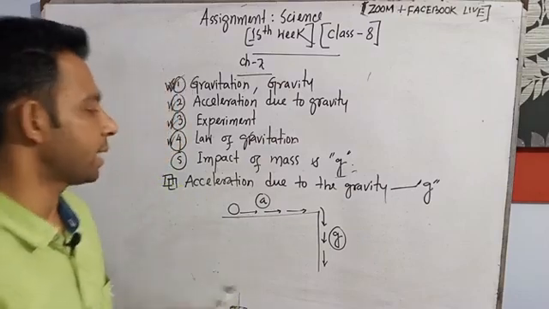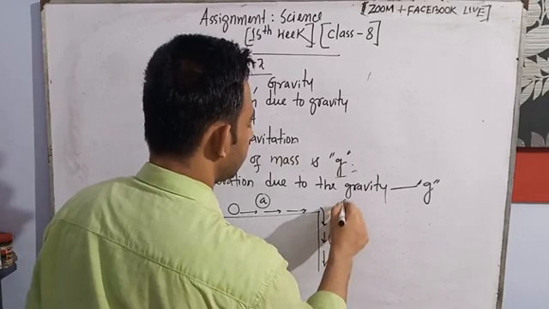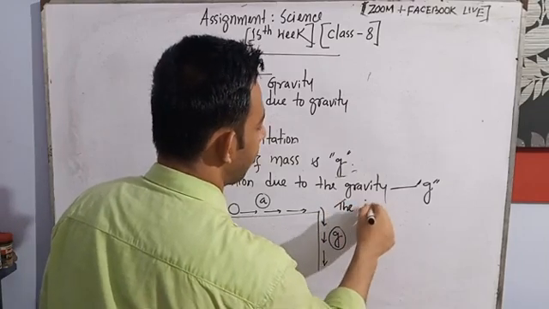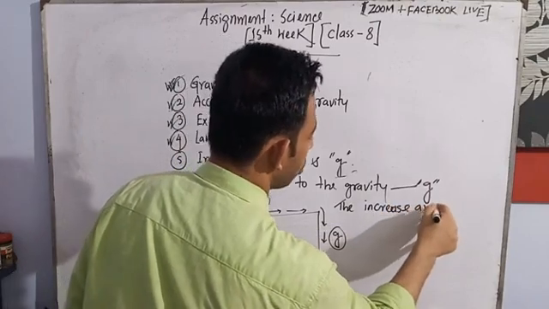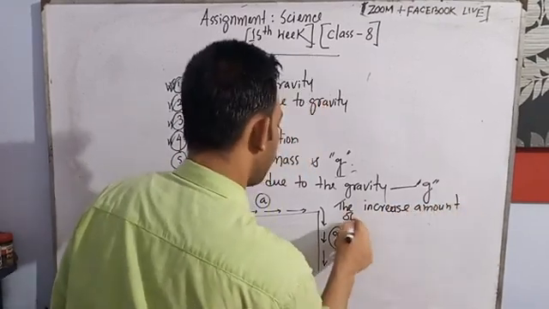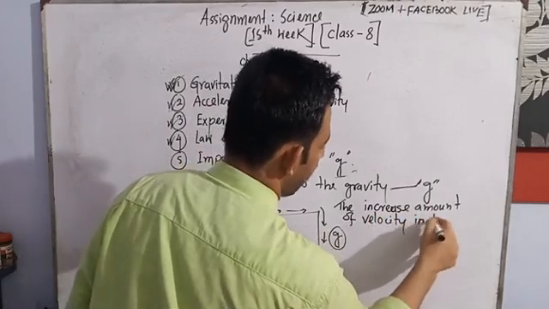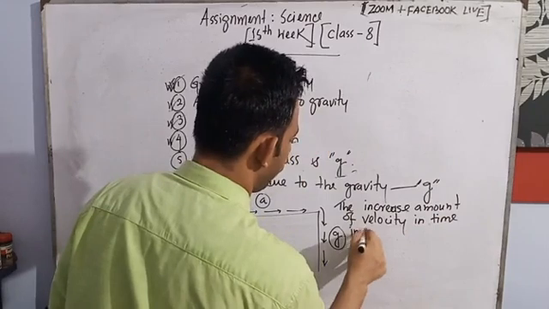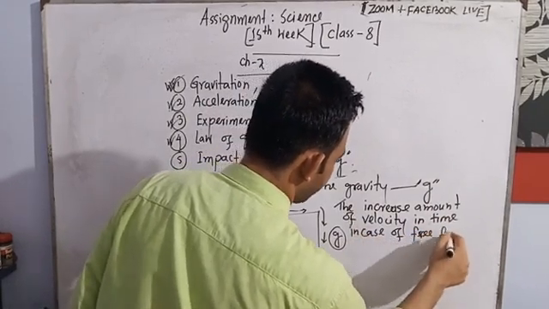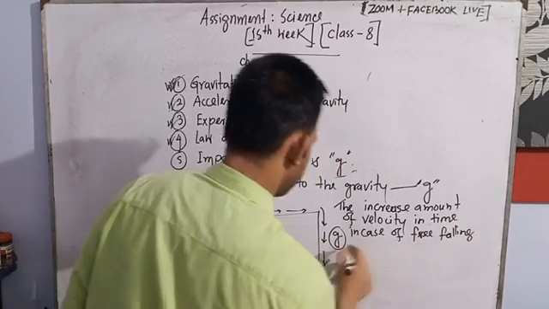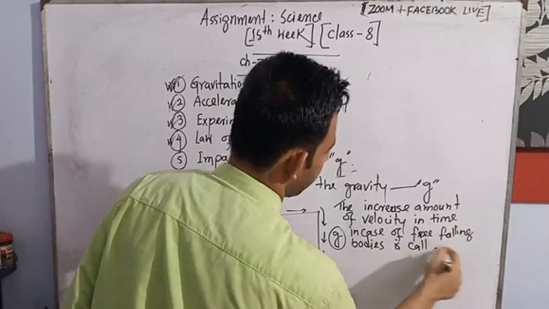We know that the increased amount of velocity in time in case of free falling bodies is called acceleration due to gravity.